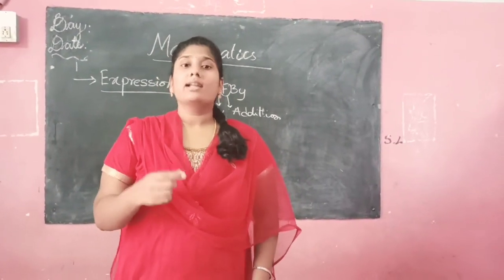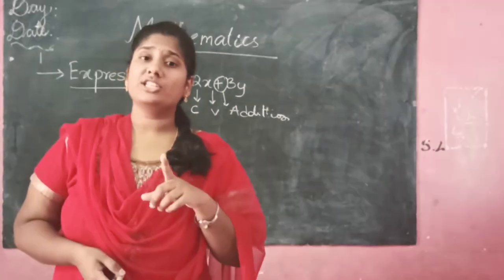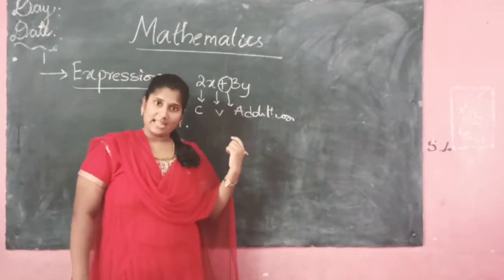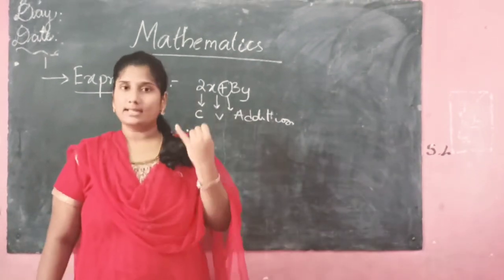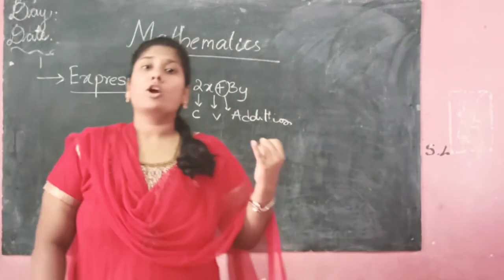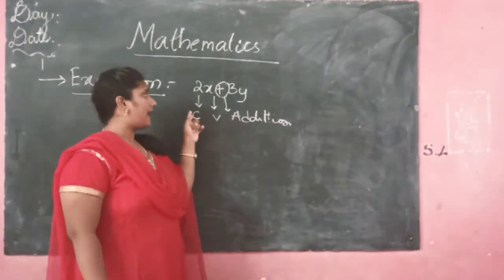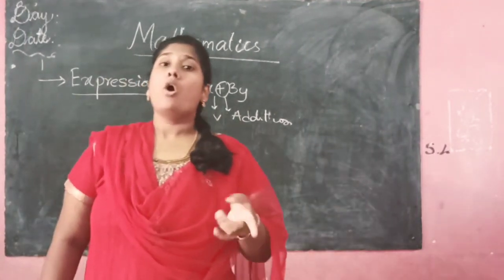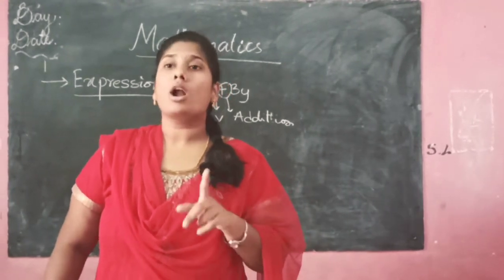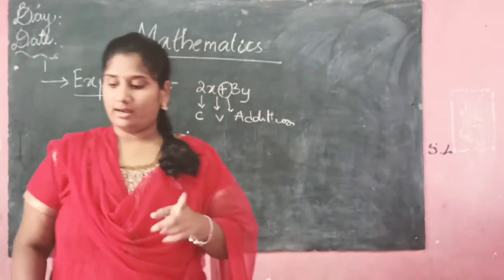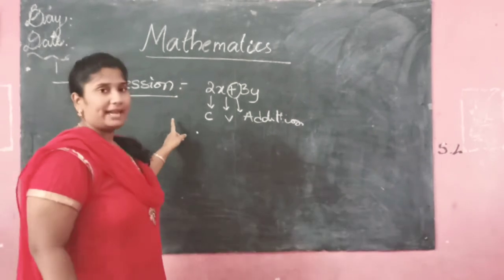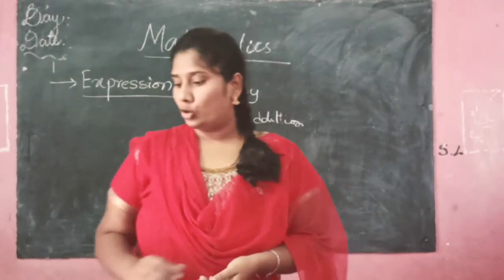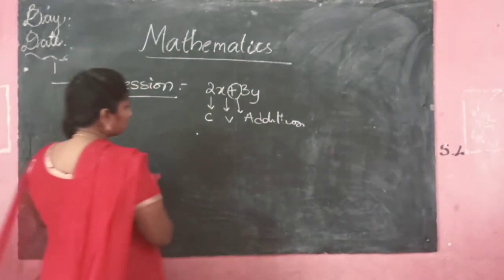So the combination of constants and variables with the help of addition or subtraction is called an expression, whereas the combination of constants and variables with the help of multiplication or division is called a term. Okay. Now we have an idea of what an expression is and what a term is. Now I will tell you one more example.